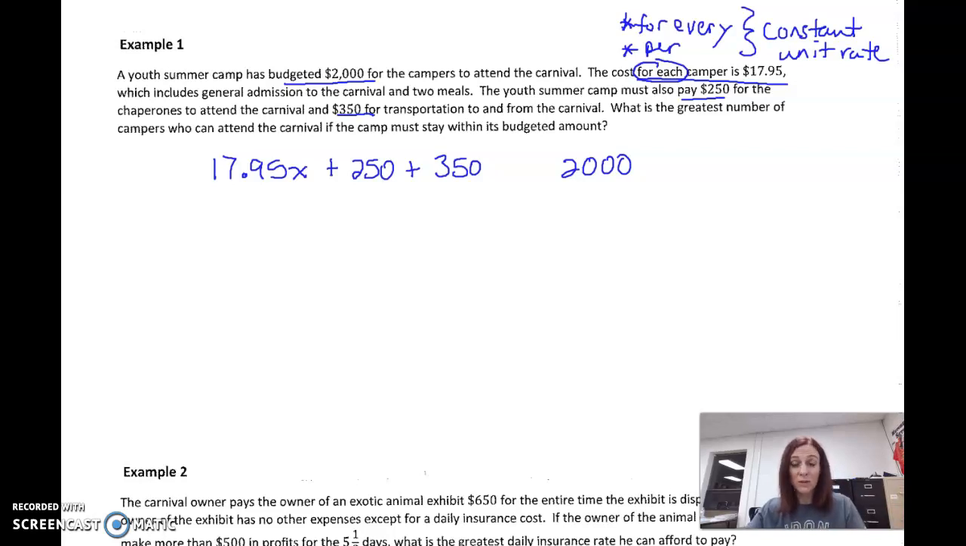So if I can't go over 2,000, that means I have to be less than 2,000. But can I spend exactly 2,000? Yes. That's what I have. I budgeted 2,000. I just can't go any more than that. That's why we say it's less than or equal to 2,000.